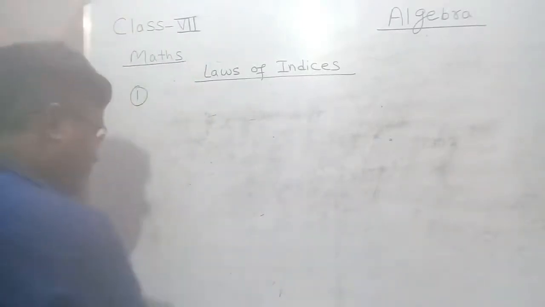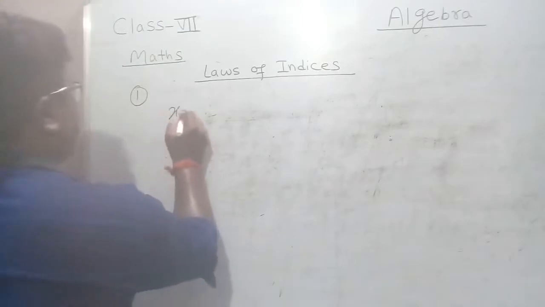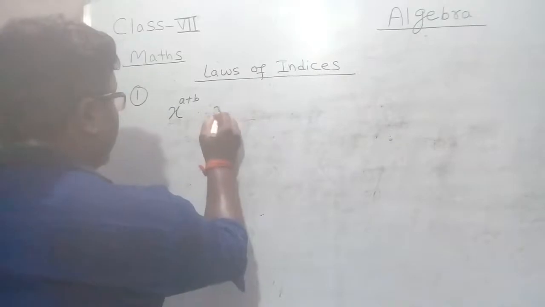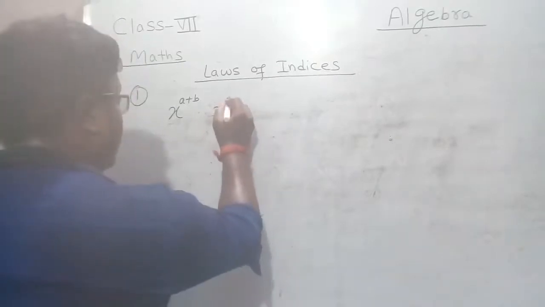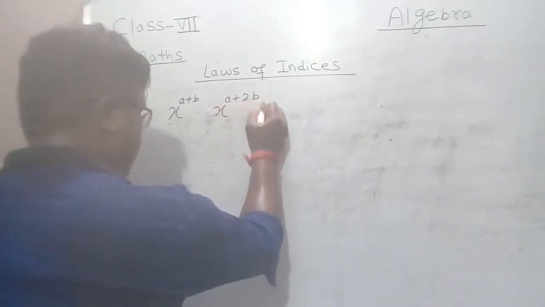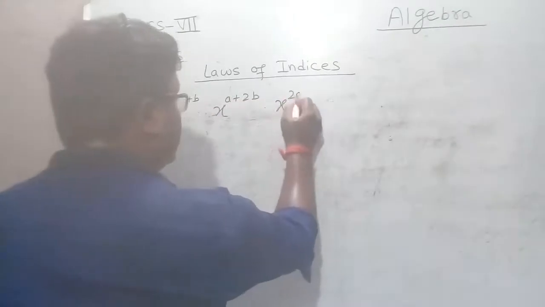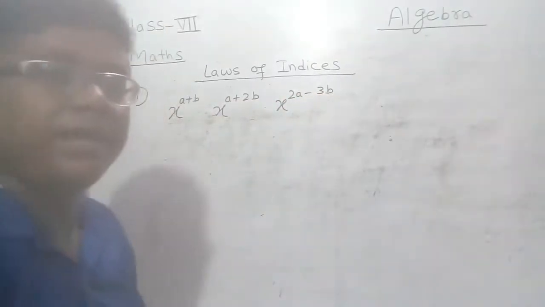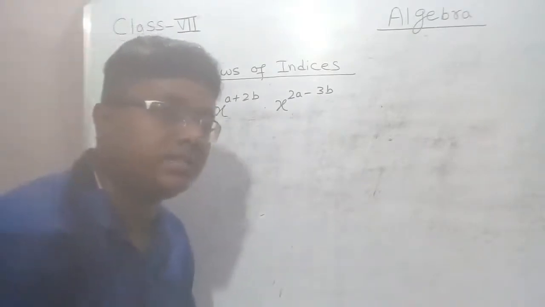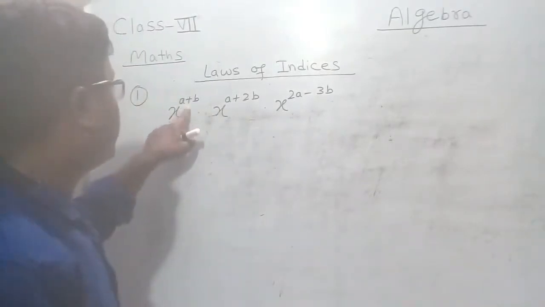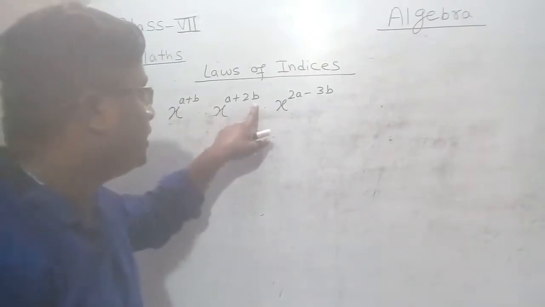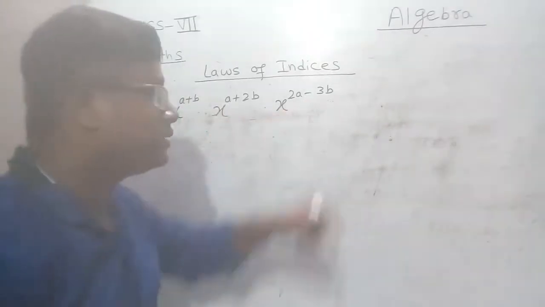Our first question is x to the power a plus b, x to the power a plus 2b, and x to the power 2a minus 3b. We have to simplify it. Our question is x to the power a plus b into x to the power a plus 2b into x to the power 2a minus 3b.